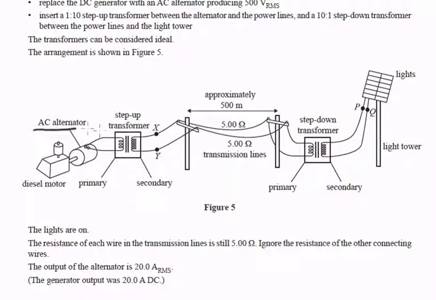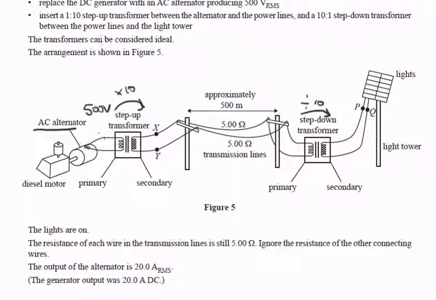The output's still, well, it's in RMS now, but the output here is 500 volts. It's stepped up by a 1 to 10 transformer. So it goes up by 10, comes along here, some of the voltage is used, and then it gets stepped down again by a transformer. So we divide by 10 there, and then we're left with some volts there.